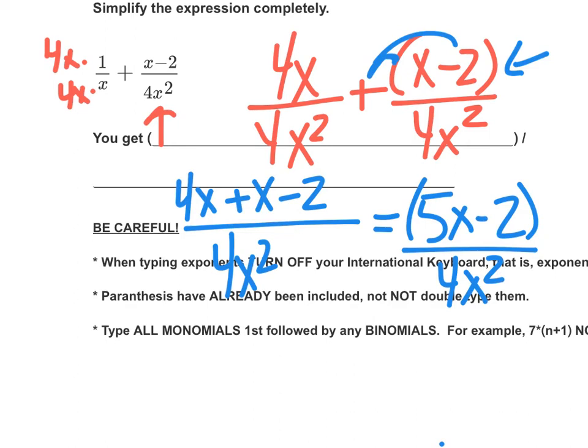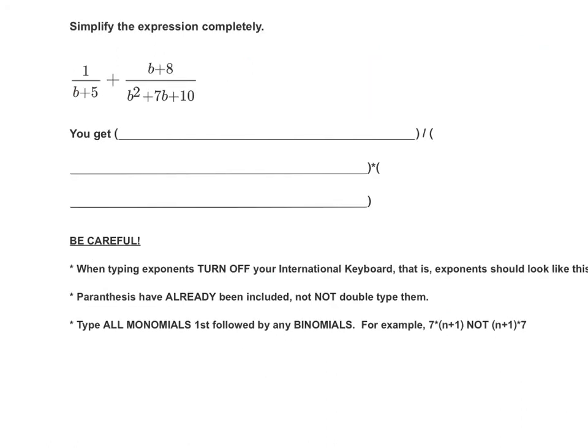You can't. And I will tell you, for our purposes, in the adding and subtracting, in our final answers, I'm not going to really have anything that can be crossed off at the end. When you get into Algebra 2, sure, that's fair game. They absolutely could have problems like that. So when I type it in, again, look at the format. This top half is the parentheses, so type 5x minus 2 and divide it by 4x squared. Question 8 here is another addition.